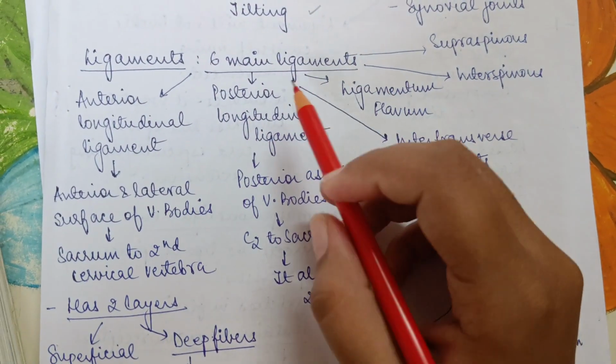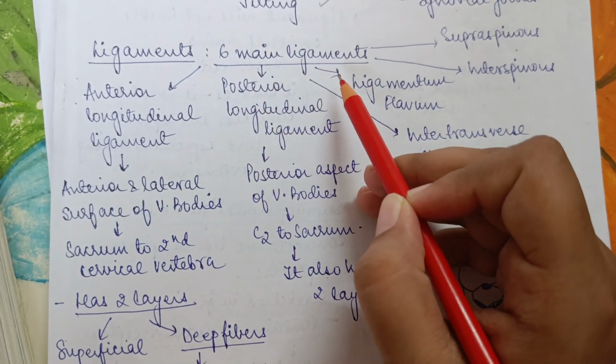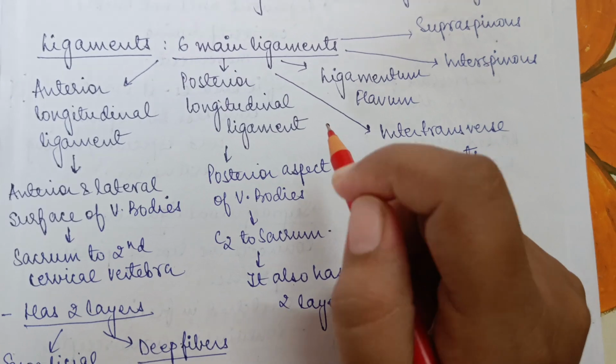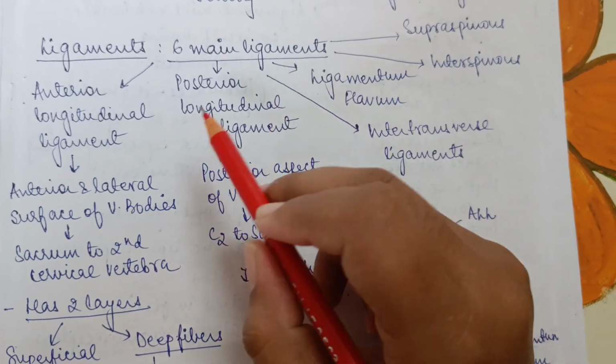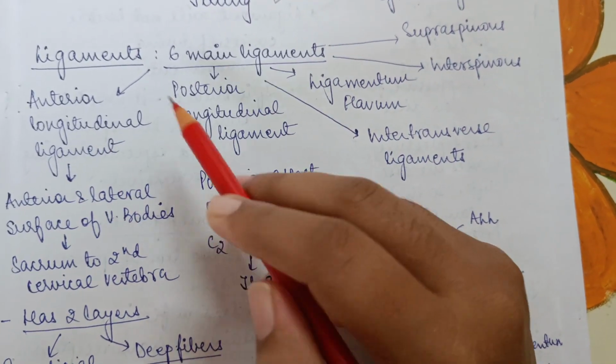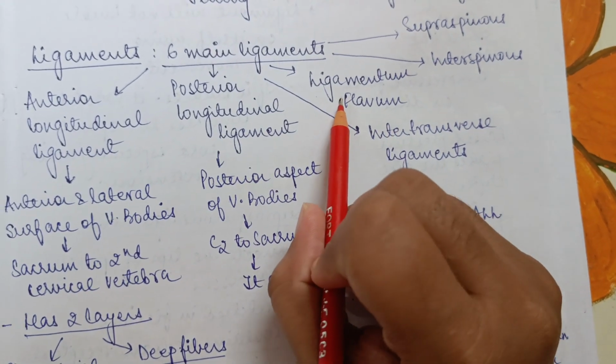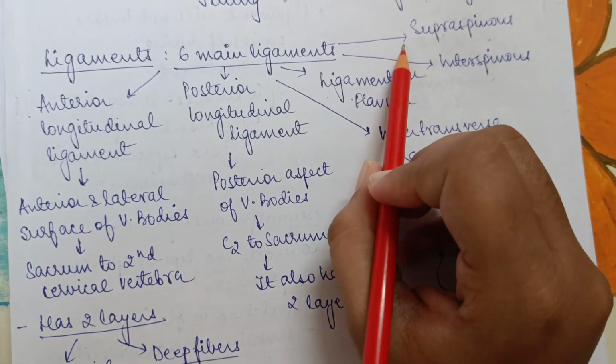So in the vertebral column there are 6 main ligaments and you should always remember them in a sequence so that you do not forget them in between. So the 6 main ligaments of the vertebral column are the anterior longitudinal ligament, posterior longitudinal ligament, intertransverse ligaments, ligamentum flavum, interspinous ligament and supraspinous ligament.